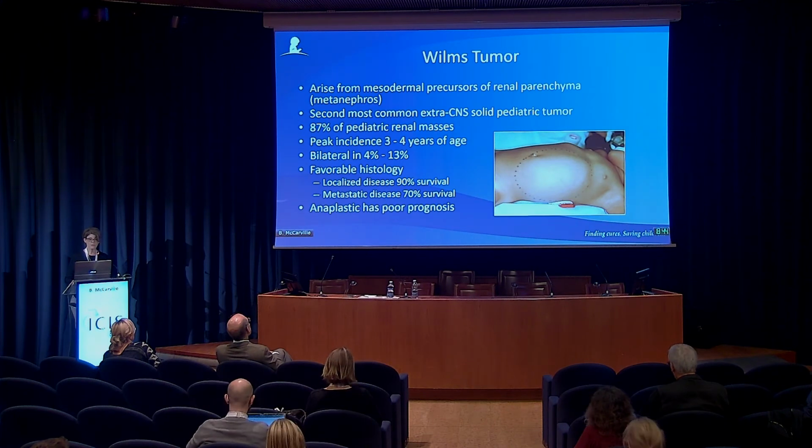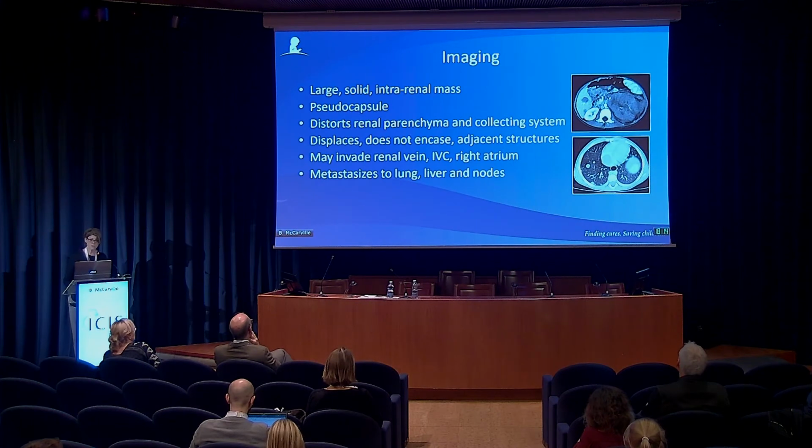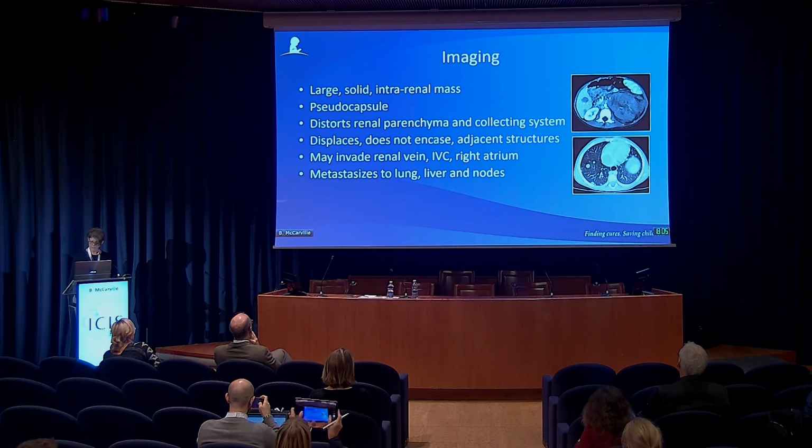So to begin with, we all know Wilms tumor is the most common renal tumor in children. It arises from metanephric tissue. The peak age incidence is from 3 to 4 years of age. Most patients have a favorable histology and an excellent prognosis. Those with an anaplastic histology, however, do have a poor prognosis. Most of these patients will present with an asymptomatic palpable abdominal mass, oftentimes that is noticed by a parent. On imaging, they appear as large, solid intrarenal masses that distort the renal parenchyma, displace but don't encase vessels. They can invade the renal vein, IVC, and right atrium, and they metastasize to the lung, liver, and nodes.